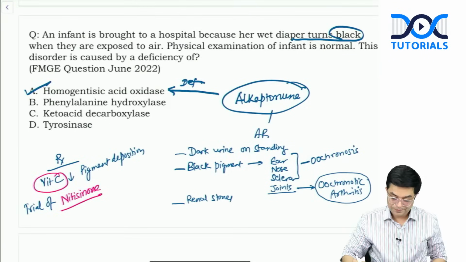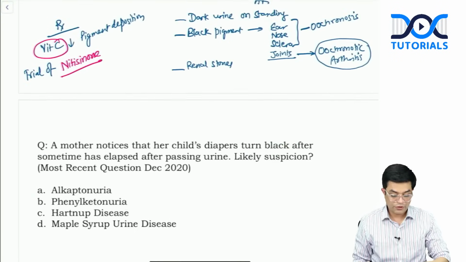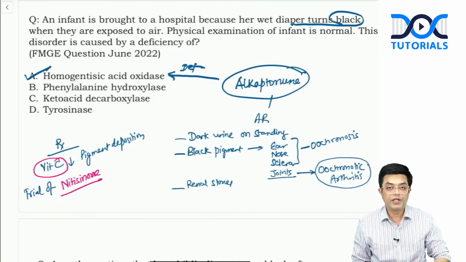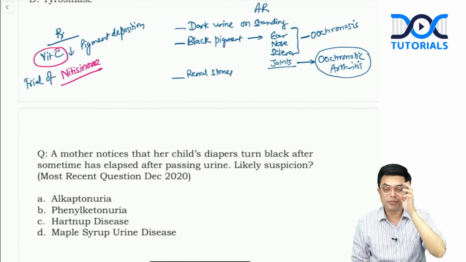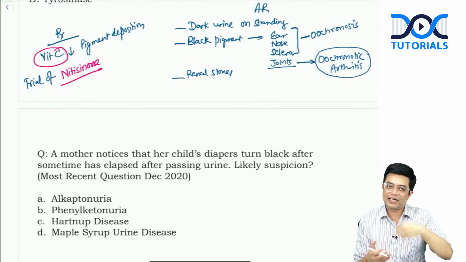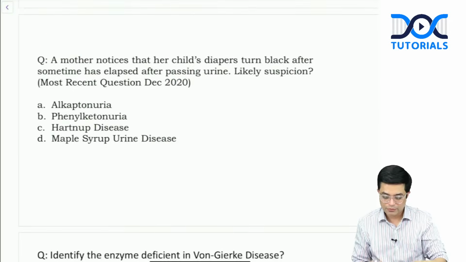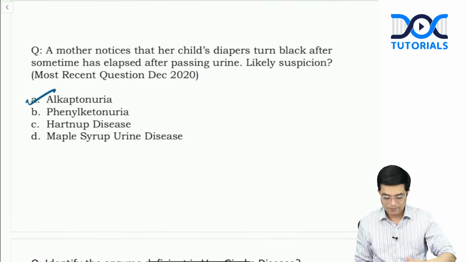Right, let's move further. Let's talk about a similar question which was asked in 2020. तो अगर ध्यान से देखो, 22 में रिपीट हुआ क्वेश्चन, and that is why repeat questions, FMG questions, past papers are so important. They tell you direction क्या पढ़ना है and they also give you direct questions with minor changes sometimes. So mother notices child के wet diapers हो गए black, likely suspicion, yes, alkaptonuria, easy one.